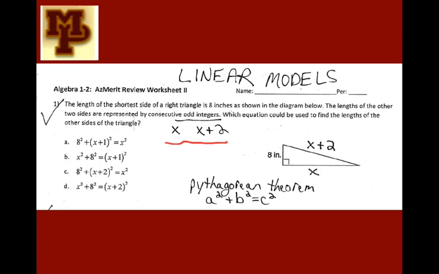So the one that looks good for the Pythagorean Theorem looks like B. Did that look good? No, that doesn't look good. Actually, just kidding about that. The D looks good. So that one there. Okay.